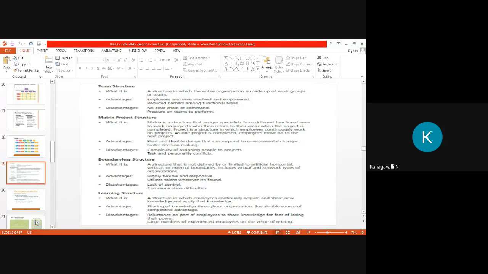The learning structure is a structure in which employees continually acquire and share new knowledge and apply that knowledge. Right. The advantages of this are sharing of knowledge throughout the organization and a sustainable source of competitive advantage, right? The disadvantages are a reluctance on the part of employees to share knowledge for fear of losing their part, right? So a large number of experienced employees are on the verge of retiring, right?